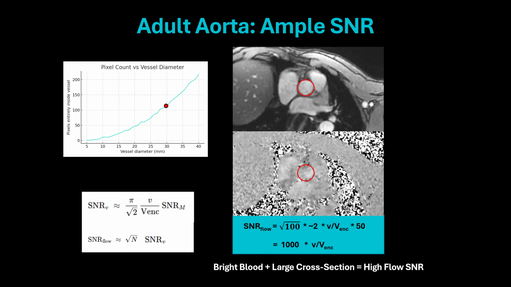So what does this mean? Practically speaking, for large vessels like the aorta, we often have an embarrassment of riches. We're typically swimming in SNR. We don't need to chase low Venc to optimize signal. The signal is already more than enough.